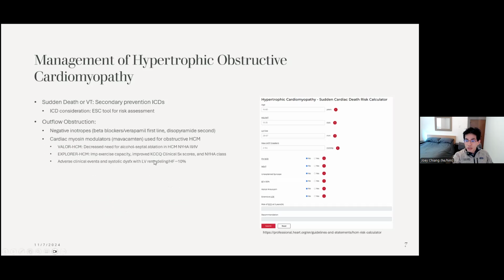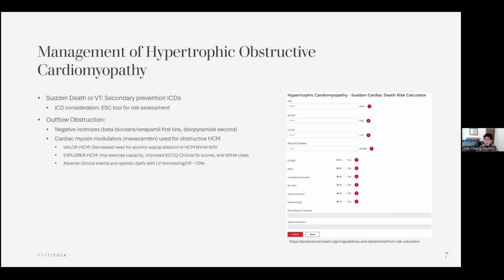As far as the outflow obstruction, things that are useful, thinking about negative inotropes, beta blockers and verapamil are usually our first line. Disopyramide is a second option, but often can result in more profound EF depression and other things like that. Interestingly enough, cardiac myosin modulators have been more and more exciting and on the rise. Mavacamten is something that basically goes directly into the myosin binding complex and subsequently is able to decrease contractility in a positive way.